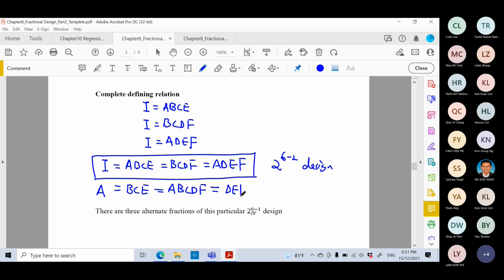So this one will be very important to tell you what the resolution is. Of course, you can still list out all the main effects, and you can list out all the two-factor interactions and so on. Then you can observe that this is actually the resolution of the design. In fact, it's just a resolution of 4.